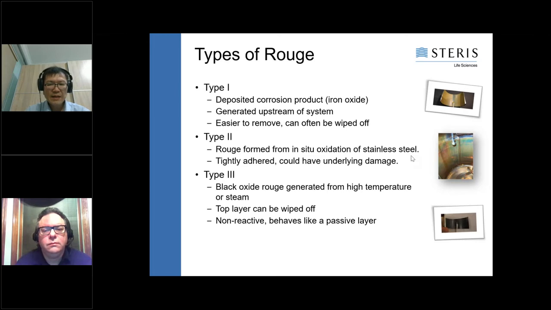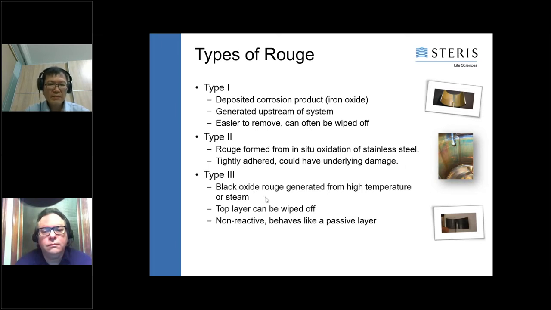That means there is an underlying corrosion on the area. So these are typically tightly adhered and typically have damage or corrosion on the surfaces. So this can be remediated by chemical means, by performing de-rouging and passivation.